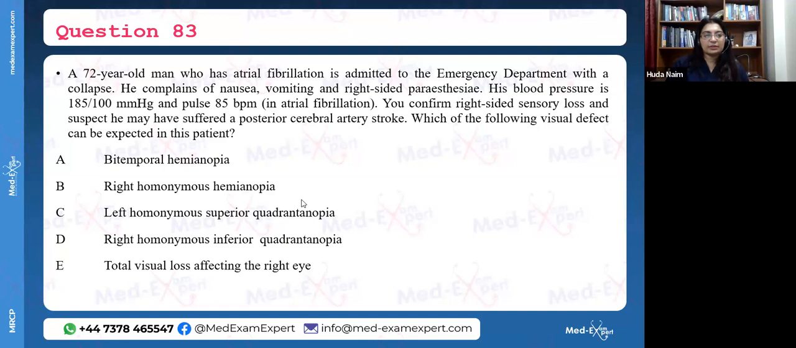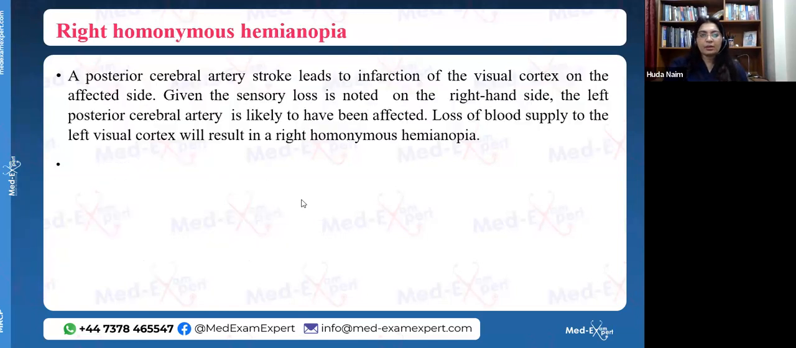Very good, Dr. Smilin. You're right. Let's see what the others are thinking. Very good. It's the posterior cerebral artery stroke. Whenever you have a stroke on the right, you will have homonymous hemianopia of the same side. A posterior cerebral artery stroke leads to infarction of the visual cortex on the affected side.